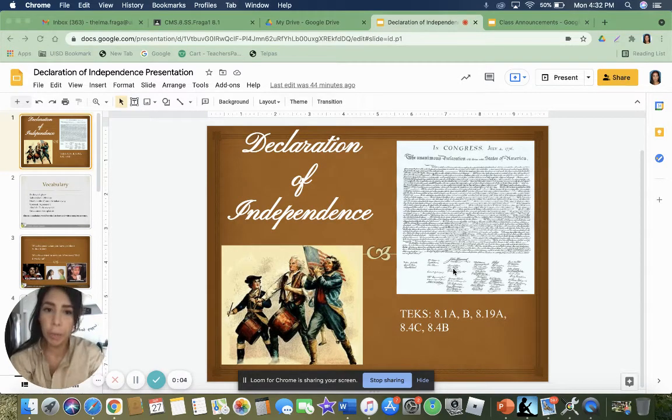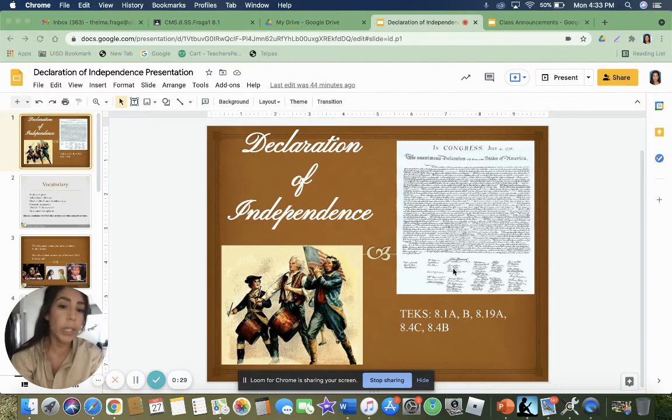If you were joining me yesterday, this week we are talking about the American Revolution in eighth grade social studies. Today we're going to be covering the Declaration of Independence. As the American Revolution gets started, it becomes obvious that the colonists are going to have to declare independence against Great Britain. And so this is the document that we're going to be talking about today.